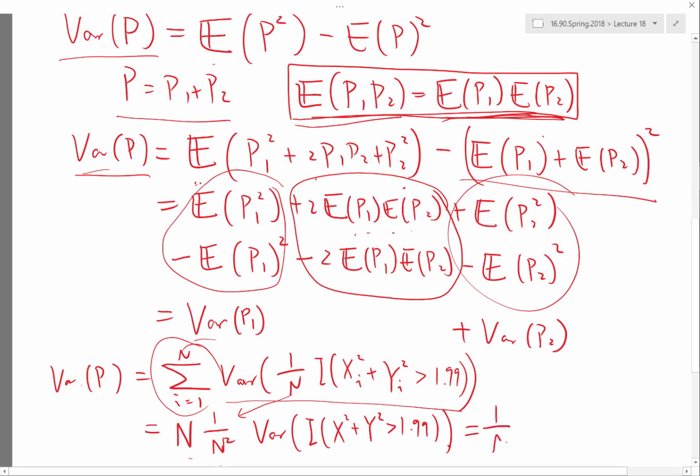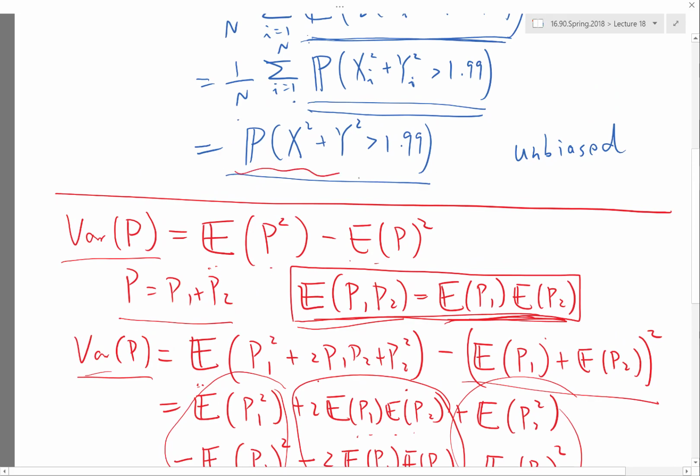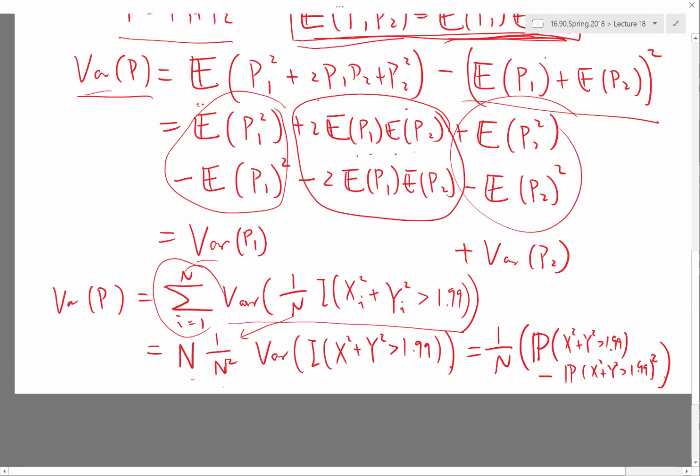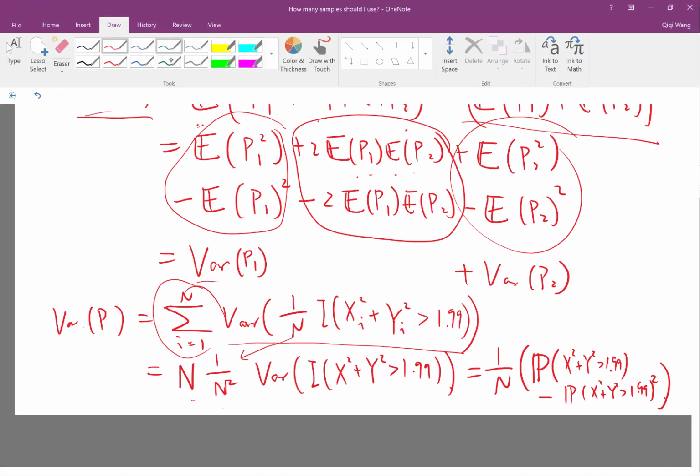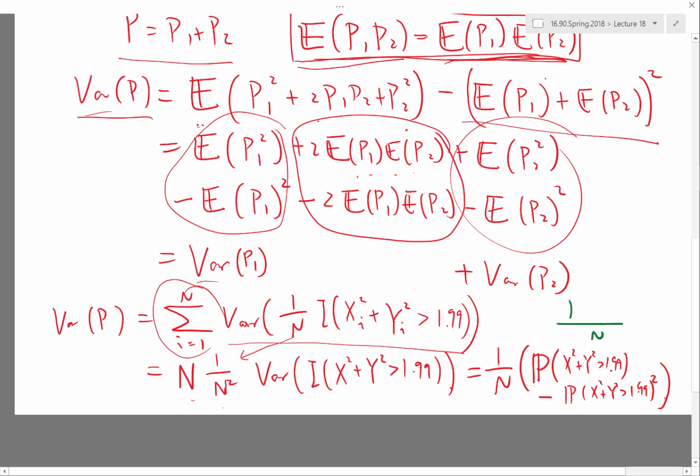Okay, let's write it down. The expectation of that indicator function is, of course, the probability of that event happening, right? And then I have to subtract the event's probability squared. So that's going to be the variance of my Monte Carlo method. Or if this is the true answer, let's write it as a small p. The variance can be written as 1 over n times p minus p squared. So that's my expected variance of my Monte Carlo result.